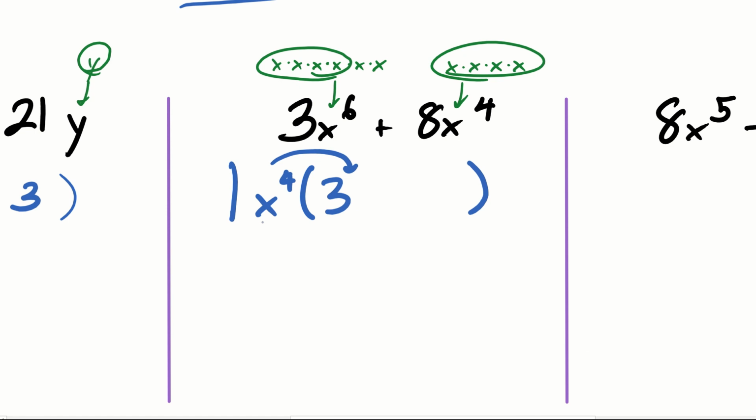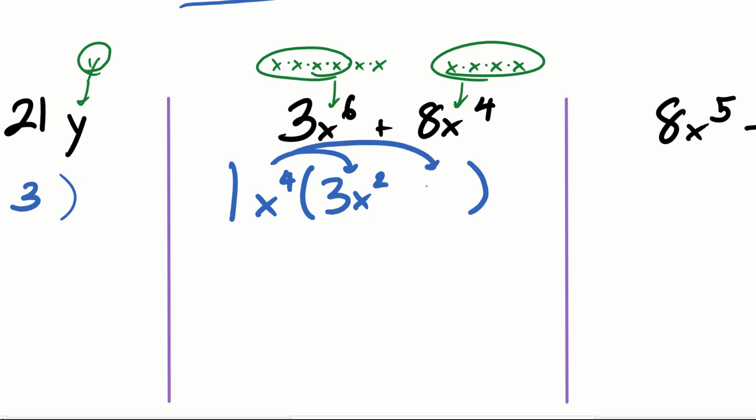Well, think of it this way. I have 4 x's already. How many more do I need to get x to the 6th? 2 of them. 4 plus 2 is 6, right? And if I were to multiply x to the 4th times 3x squared, I get 3x to the 6th. 4 plus 2. How many more do I need to get back to x to the 6th? Well, I had 4. I need to get to 6. Okay. I needed 2 more.